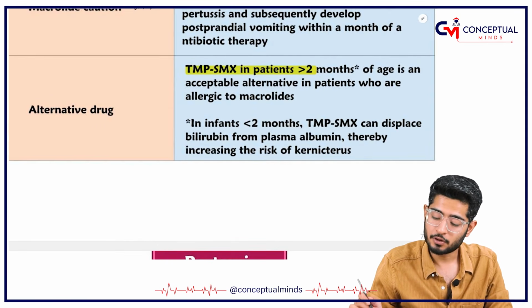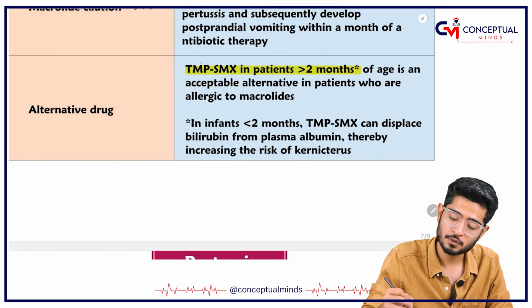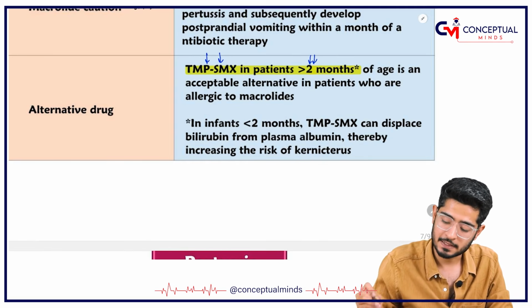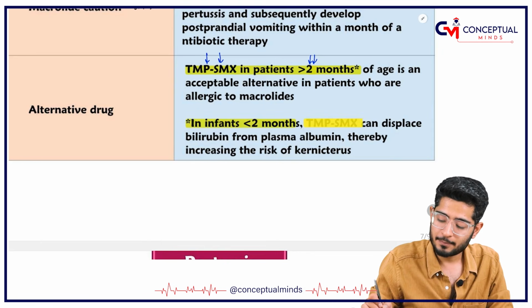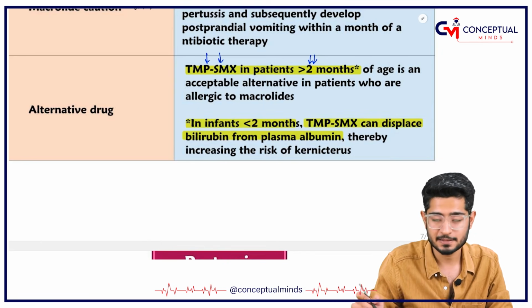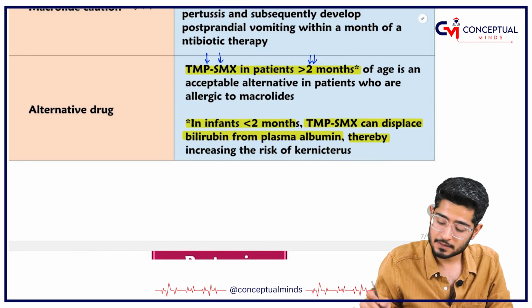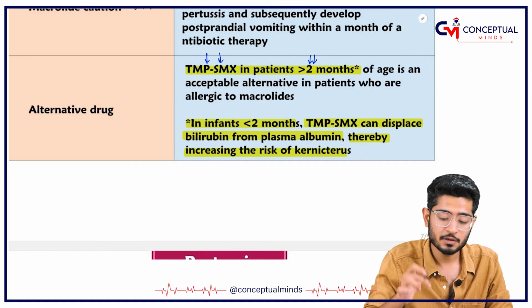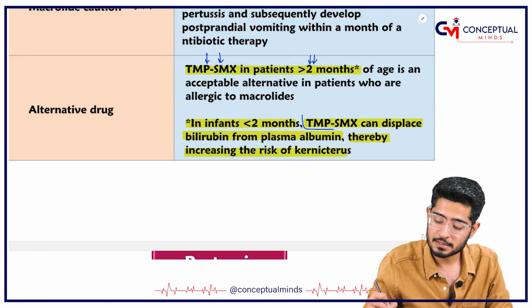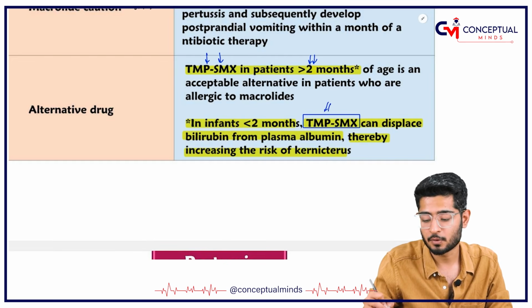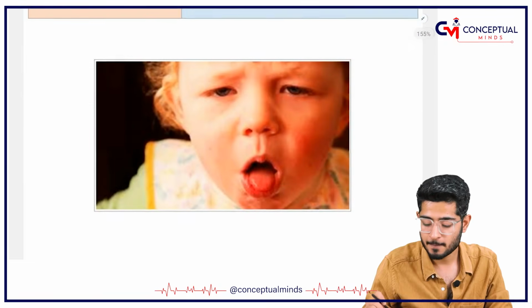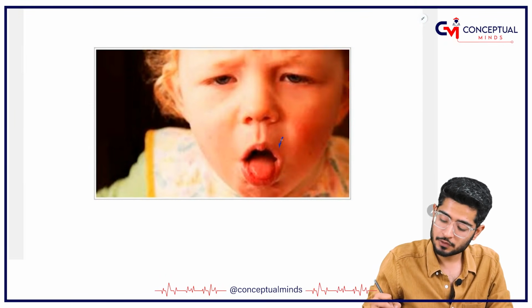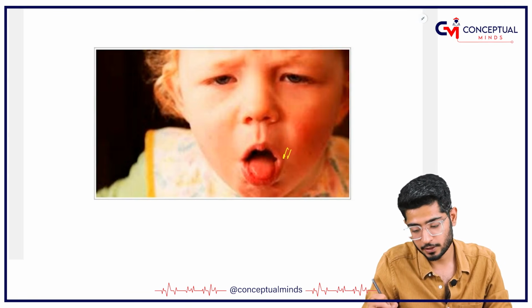These are important for patients who are more than 2 months old. The problem is that in infants less than 2 months old, this drug can displace bilirubin from the plasma albumin. That's why they are responsible for causing kernicterus, and that's why we always try to avoid TMP-SMX, cotrimoxazole, because of the highest risk of causing kernicterus. So this is how whooping cough occurs.